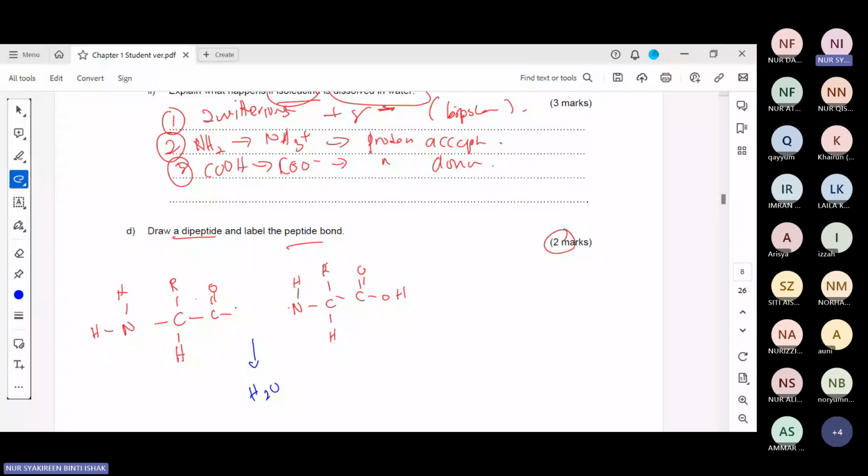This is the formation of a peptide bond. Okay, peptide bond. This question is worth 2 marks. So where is the first mark? The first mark, you draw the structure of the amino acid correctly. So the correct structure of a dipeptide is marked.